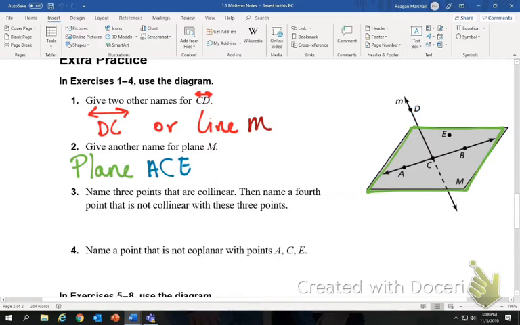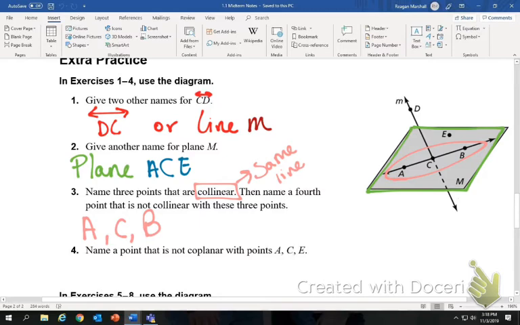Next question says name 3 points that are collinear. Collinear, if you don't remember, it is a vocab term on your midterm review. Collinear means points on the same line. So you want 3 points that are on the same line. The only options are A, C, and B. To name points, you use capital letters. You could say ACB, or you could say point A, point C, point B.